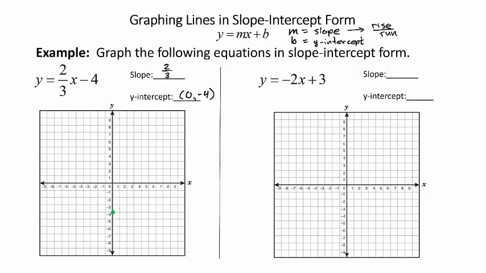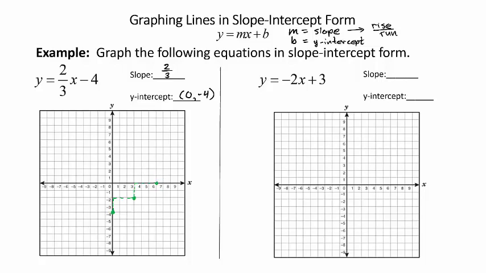So if we look at the 2/3, 2 is our rise and 3 is our run. Okay, so I'm going to count 2 squares up and then over 3, right? So that gives us the point (3, -2). And I can do it again. I could go up another 2 and over another 3, and that would be the point (6, 0).